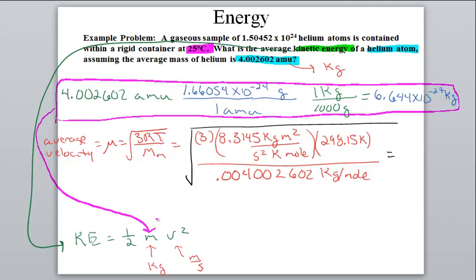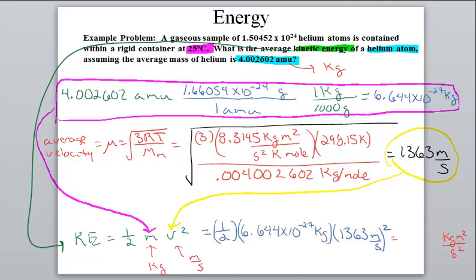As far as velocity, the average velocity for a helium atom at that temperature is a little more than 1,363 meters per second. And we'll plug that velocity into our kinetic energy equation. When that's squared, that'll give us meters squared per second squared times the mass in kilograms. That'll give us a unit of joule. And that kinetic energy is approximately 6.17 times 10 to the negative 21 joules, or kilogram meter squared per second squared.